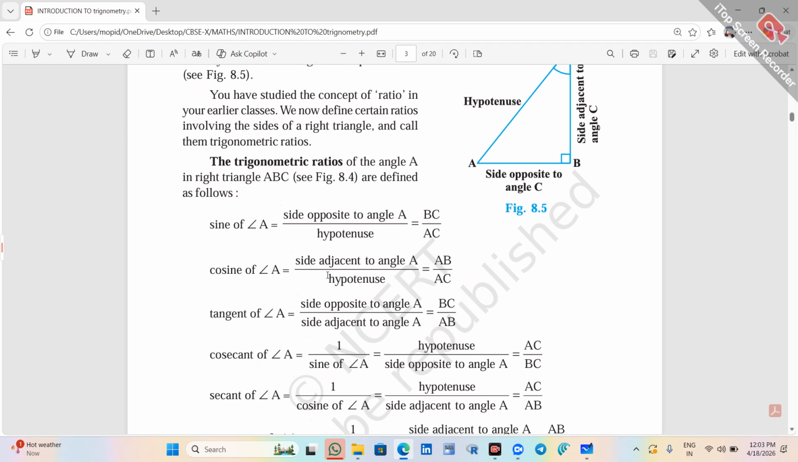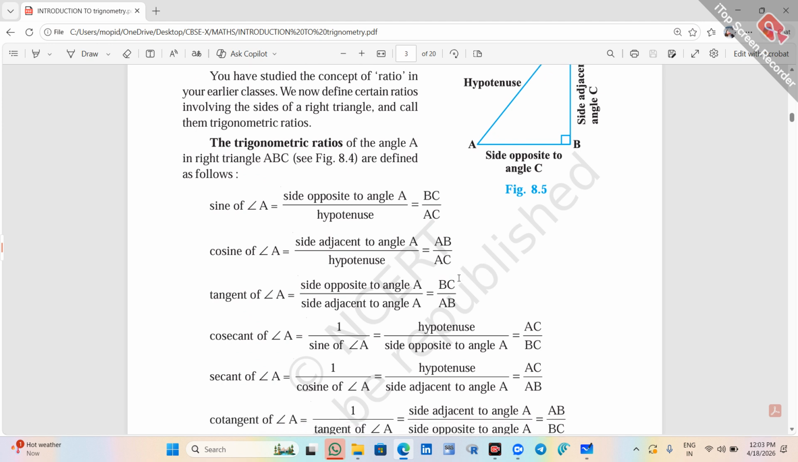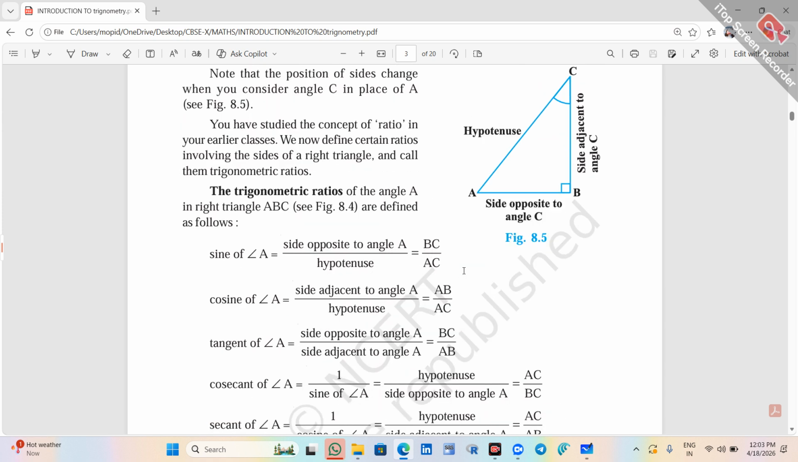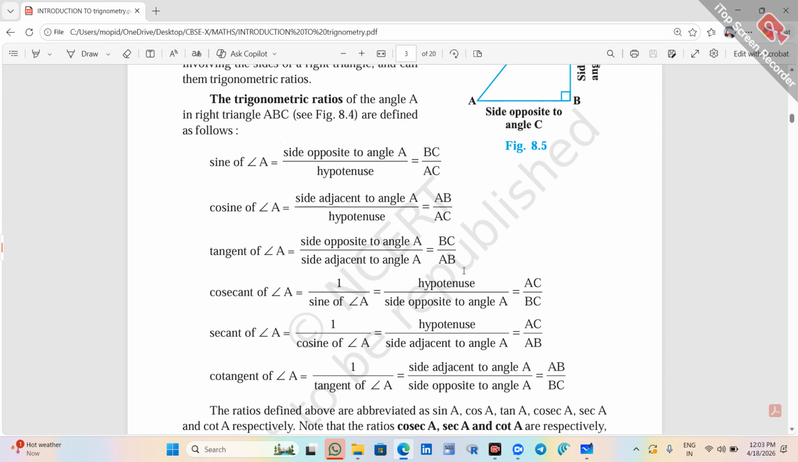And cosine of angle A is the side adjacent to angle A over hypotenuse. This is AB over AC. And tangent of angle A is the side opposite to angle A over the side adjacent to angle A, that is BC over AB. Opposite side over hypotenuse for sine theta, adjacent side over hypotenuse for cosine theta, and for tan theta, opposite over adjacent.